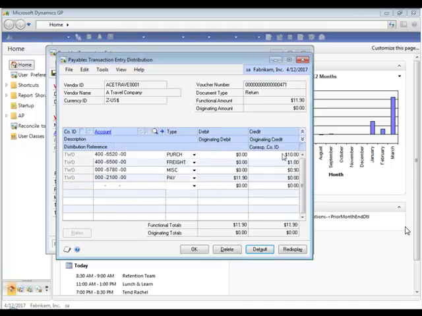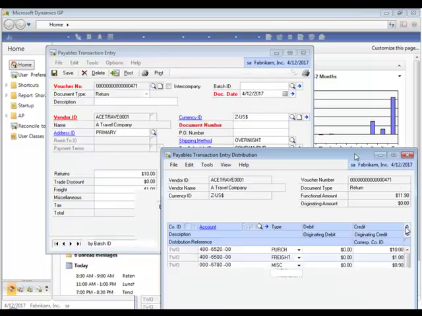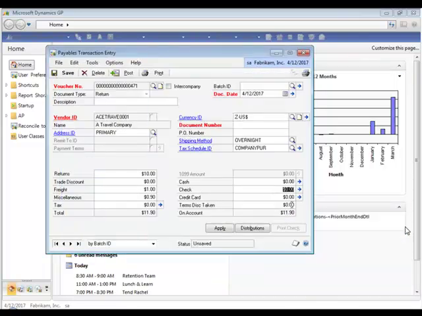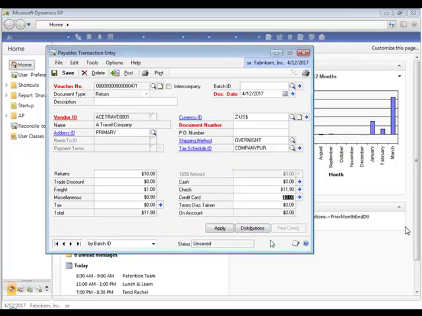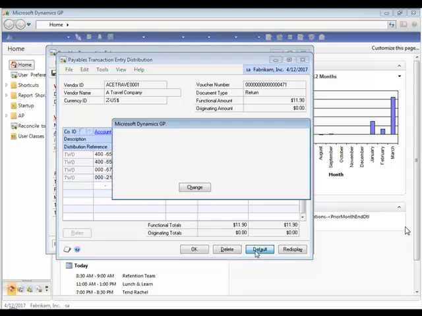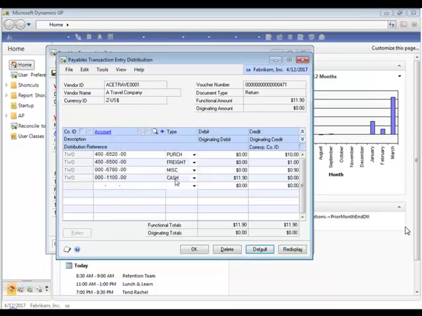I get the purchase of a credit of 10. I now have a credit for the freight. I have a credit for miscellaneous. And I have an accounts payable. Now I have an accounts payable because there's no payment on the right side. If I say OK, and I record a check for this net of $11.90, and I give it a check number, notice it goes to a check book. Now when I go back to distributions and refresh the screen, payables is gone, and it's a cash transaction.